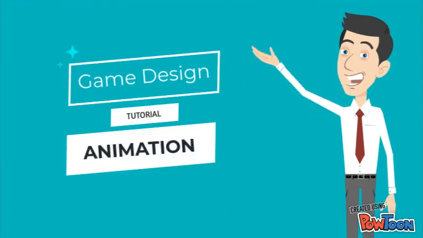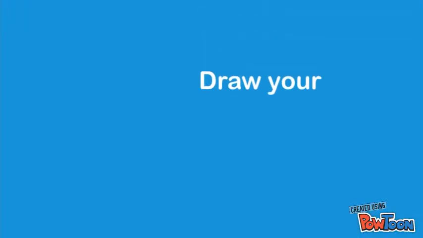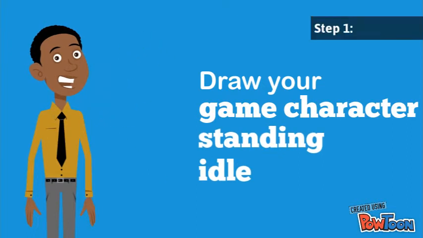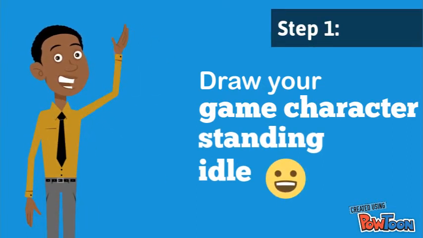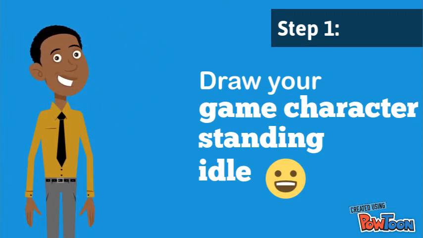This quick presentation is designed to help students learn how to animate their game characters using Unity 3D. There are 10 steps to animate a game character in Unity 3D. Step 1 requires you to draw your game character standing in its idle position.